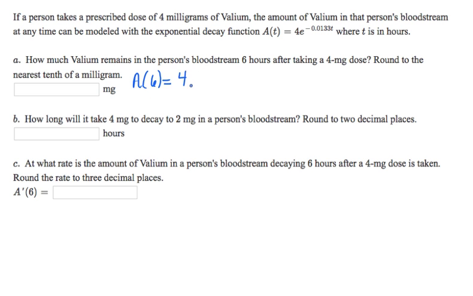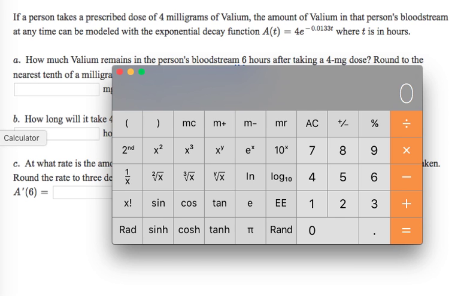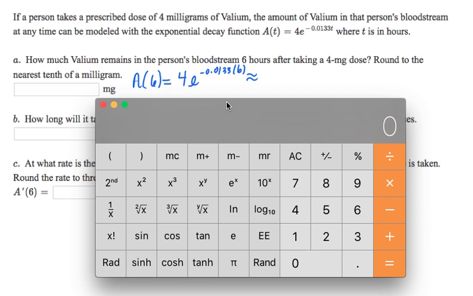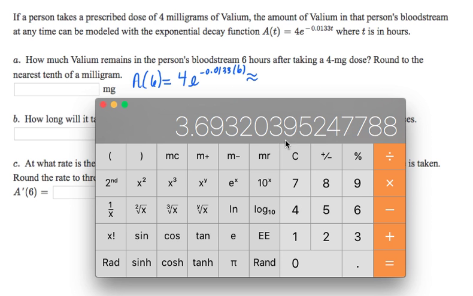So we're going to find 4 times e to the negative 0.0133 times 6, which we're going to have to approximate on a calculator here. So I'm going to enter the exponent first, 0.0133, multiply that times 6, and make it negative, then it goes into the exponent of the e, and then I'm going to multiply that times 4 to get, let's see, if we round to the nearest tenth of a milligram, it would be about 3.7 milligrams.